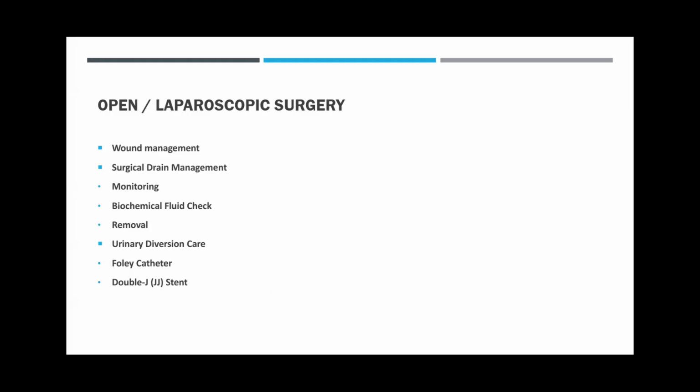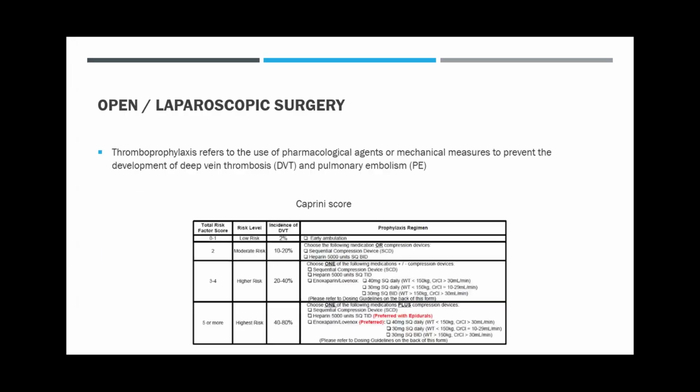Then lastly, when we do open or laparoscopic surgery, we need also to take care of the wound to prevent wound dehiscence or scar, and minimize risk of scar or wound infection. Then we need to monitor also for our surgical drainage management. We need to monitor them and do a biochemical fluid check. If the urine drain output is high, then we need to remove them whenever it's possible. And we also shouldn't forget about our Foley catheter and our double J stent.